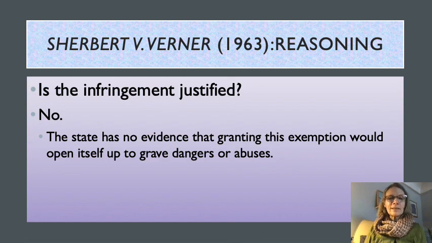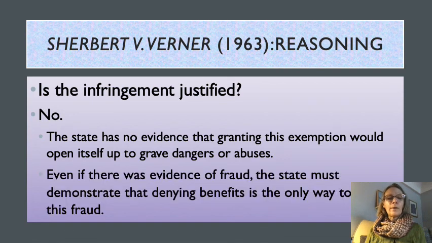The state has no evidence that granting this exemption to Sherbert would open itself up to grave dangers or abuses. And they also said that even if there was evidence of fraud, because Sherbert got the unemployment benefits, other people would come in and say, oh, I can't work on Saturday, not because of religious beliefs, just because they don't want to work, and they would be able to fraudulently get the unemployment benefits. They said that the state needs to demonstrate that denying benefits to everybody is the only way to prevent fraud. And they said that the state did not demonstrate that. And so that's why they found the law to be unconstitutional.